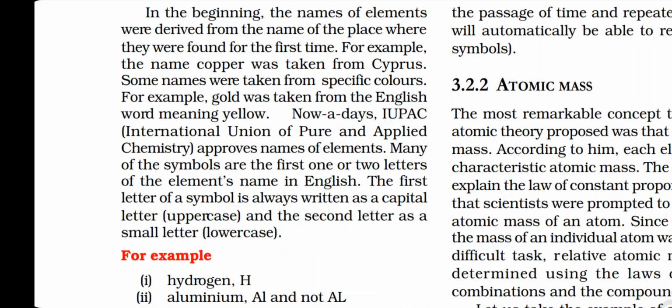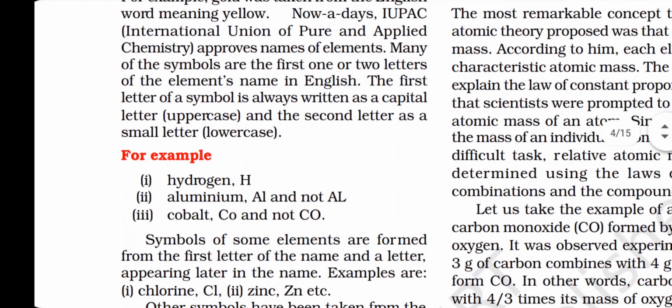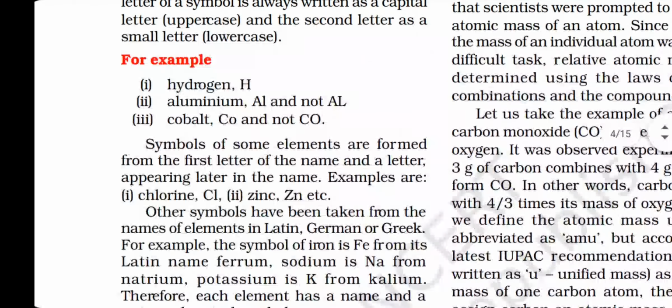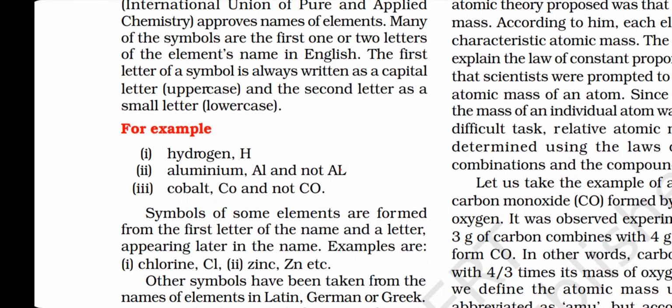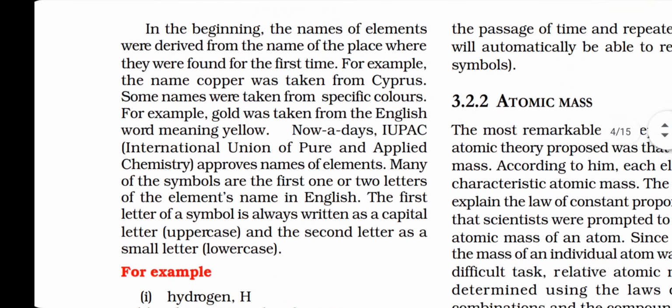The first letter of the symbol is always written as a capital, that is, in uppercase, and the second letter is in small case, that is, lowercase. For example, hydrogen is H, aluminum is Al, cobalt is Co.